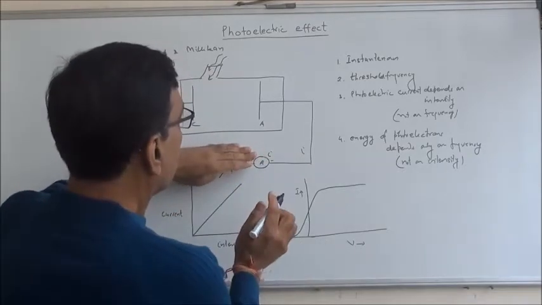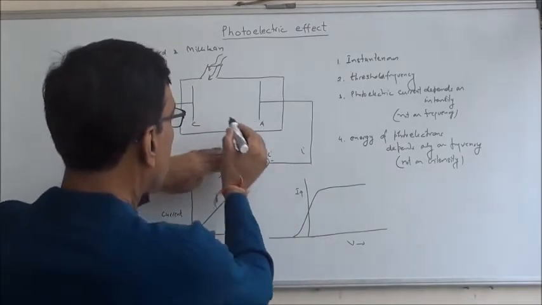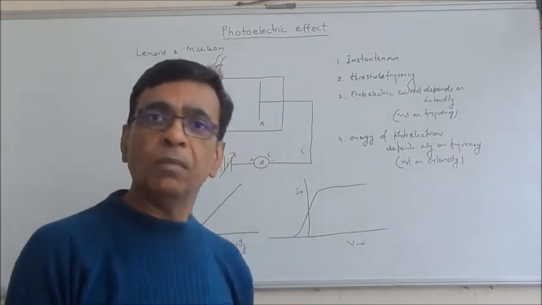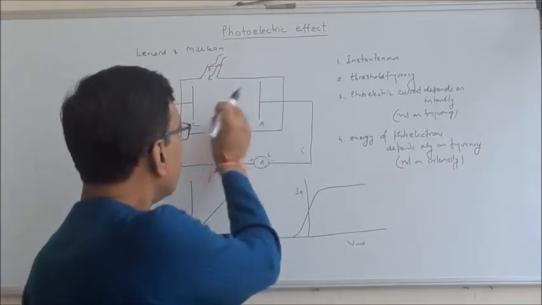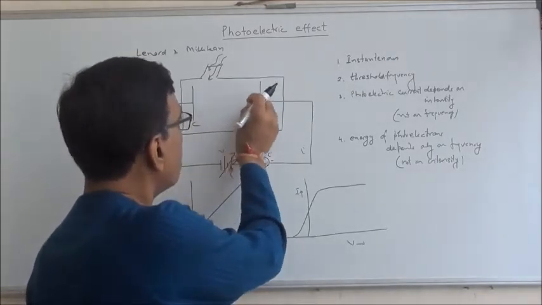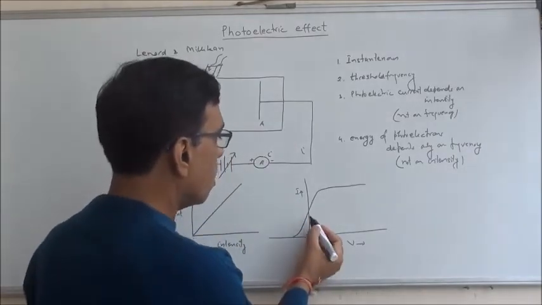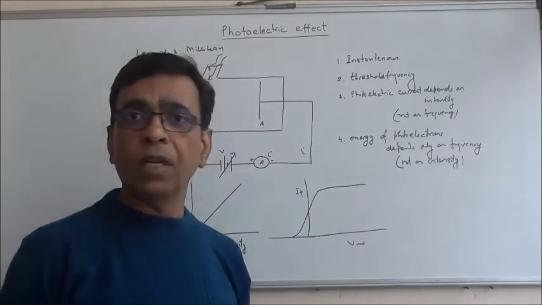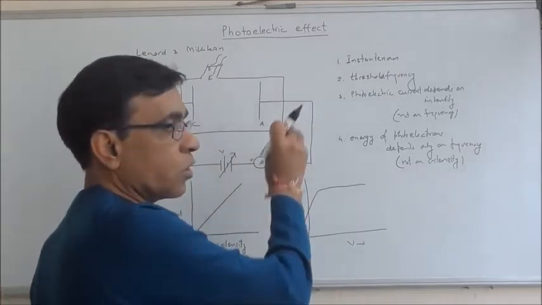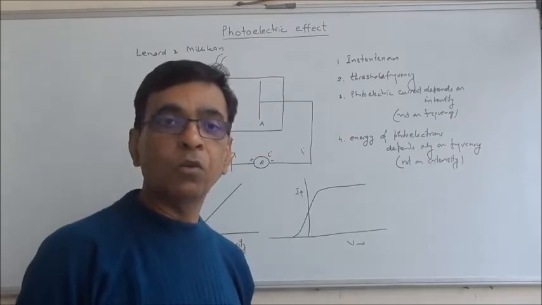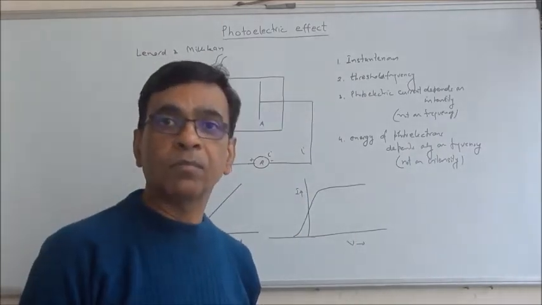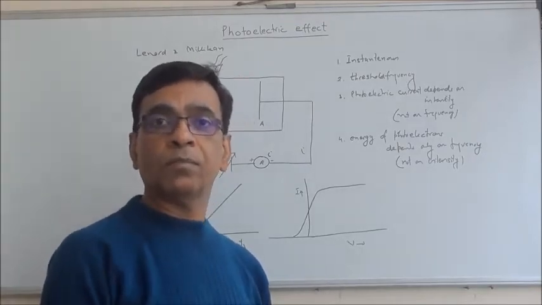So even when we have not applied the positive potential here, some of them may have enough energy to reach here. So we may get some current because of these electrons which are emitted from this and reaching here. So some are already reaching. If I start increasing this, more and more electrons are attracted, and this will continue till all the electrons emitted reach here. After that the current is constant.